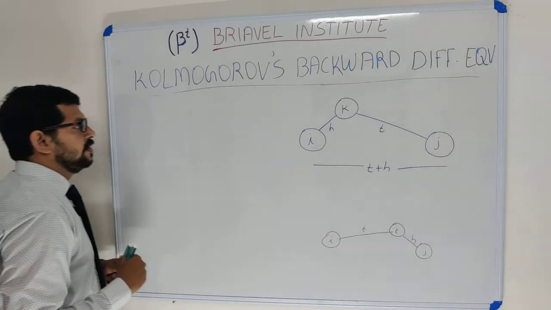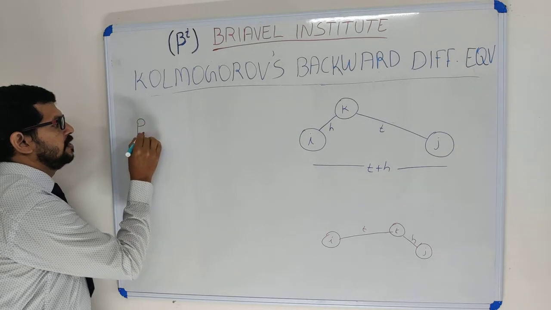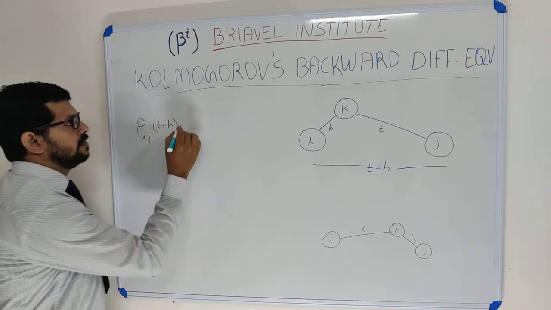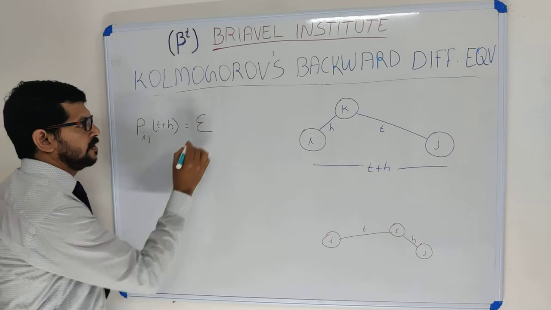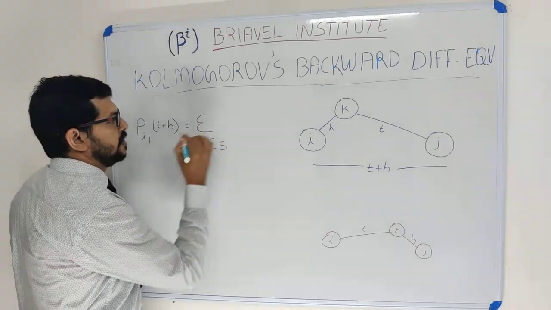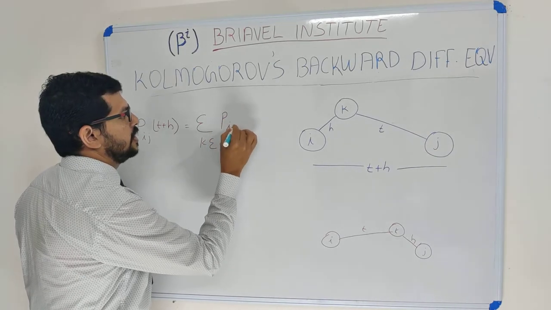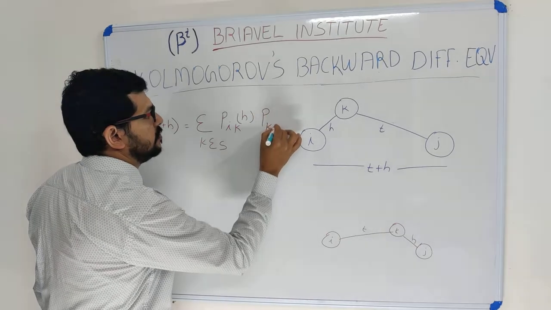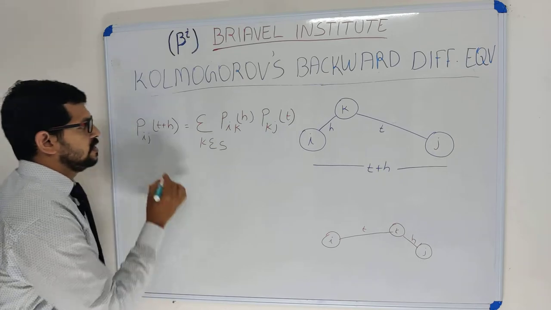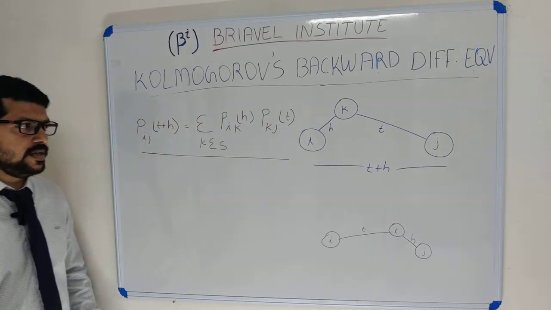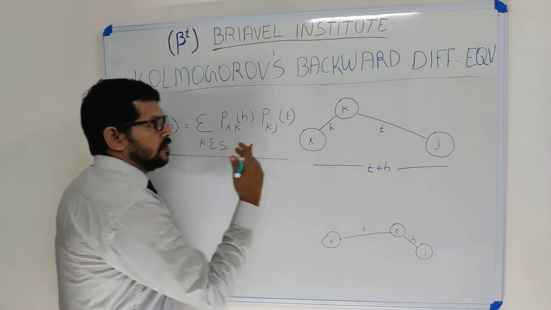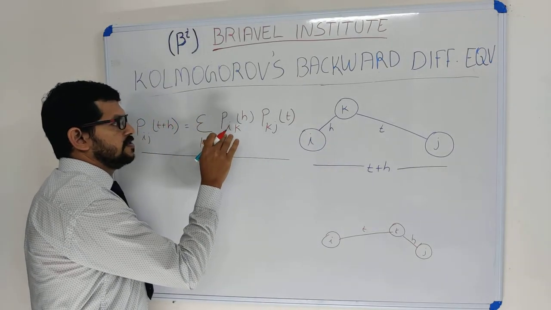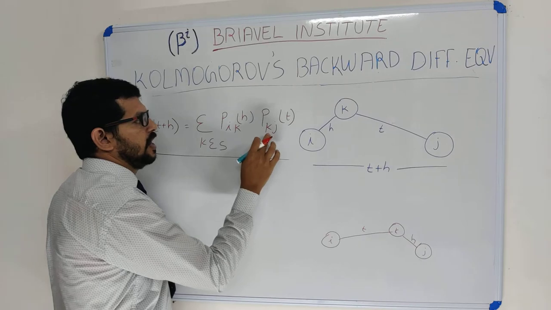So how are we going to write P of i to j at t plus h? We learned the Chapman-Kolmogorov equation: sum over k element of S, P of i to k at h and P of k to j at t. This is our Chapman-Kolmogorov equation. We already learned it in the first class itself. So backward is calculating in the backward direction in time. We write the equation where the initial transition happens: P of ik at h and P of kj at t.